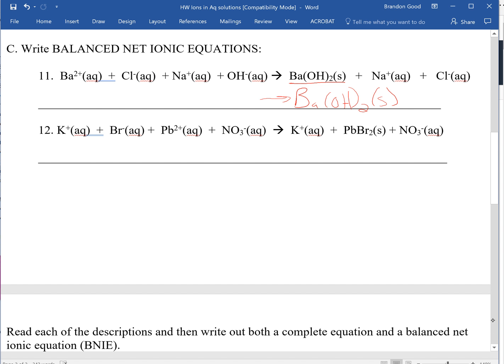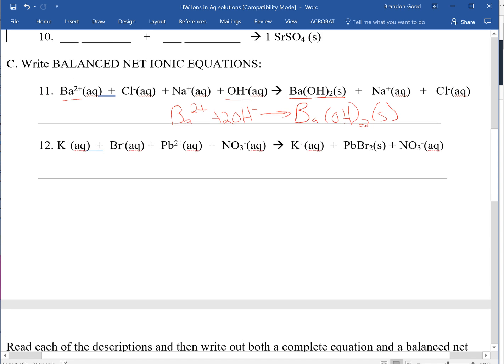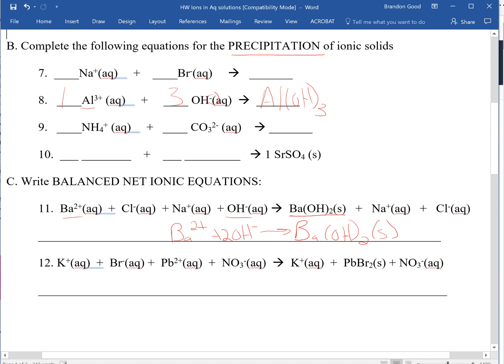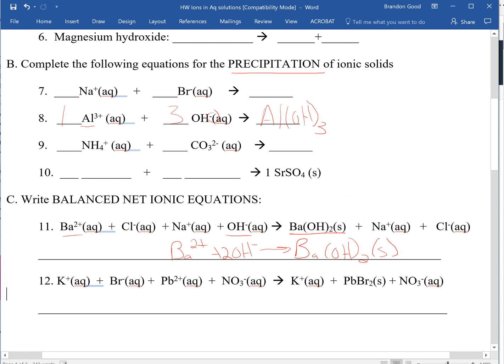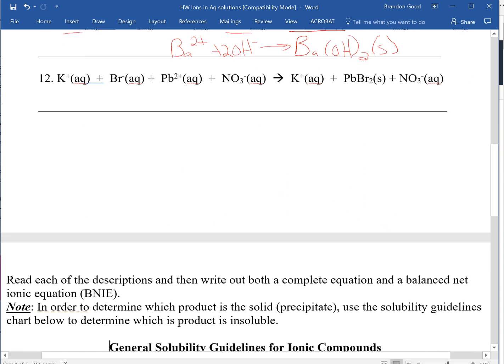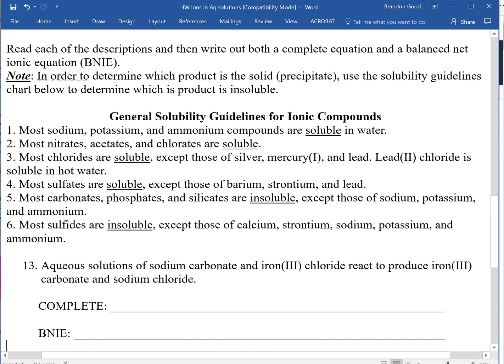Okay, and then the left side of the BNIE, the balanced net ionic equation, are the 2 ions that formed it. Ba2+ and OH negative. We need to make sure we balance it. We have 2 OH negatives, so there we go. So if you notice, the BNIE is really just a precipitation reaction. Okay? So precipitation reactions and BNIEs are identical. They're one and the same. All right, we'll skip down to here.